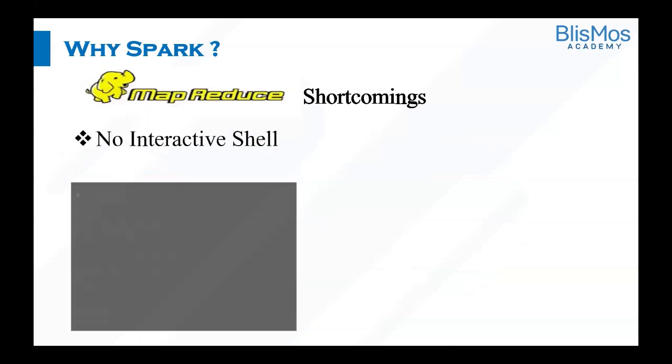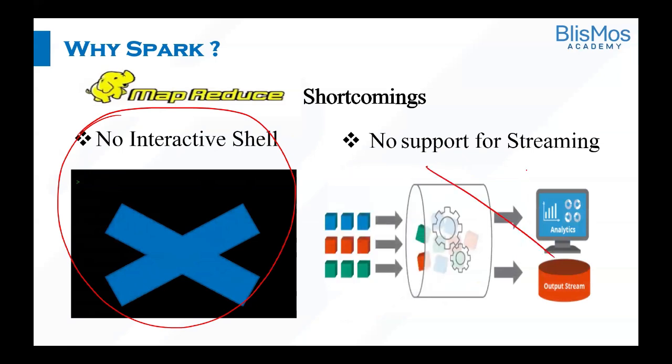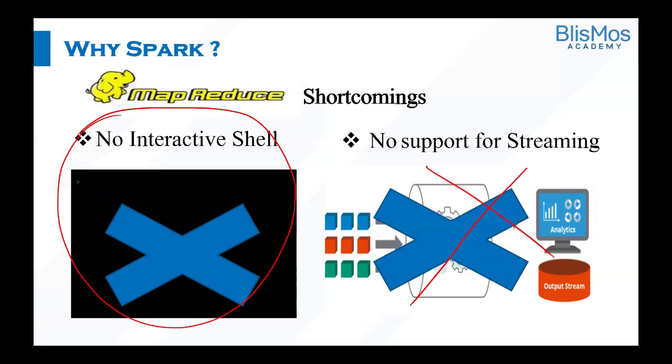One more important thing is that MapReduce, at least during that time, did not have an interactive shell to immediately type something and see the results. And also, it didn't have support for streaming. Streaming is when data is continuously flowing, and the component has to allow analysis of the continuous flow of data. That is not supported in MapReduce. So these are some of the important shortcomings which led to the development of Spark.